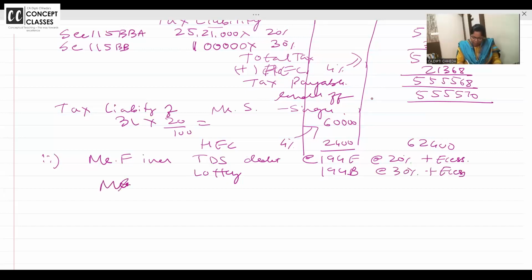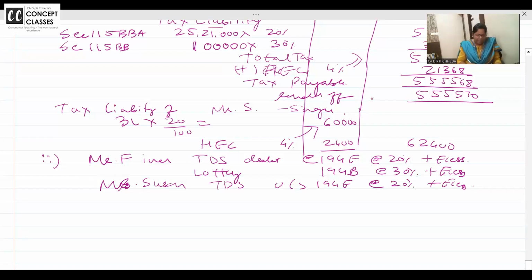And Miss Suzanne, how much TDS will be deducted? TDS under section 194E, same, at the rate of 20% with cess. So, of course, TDS is to be deducted.